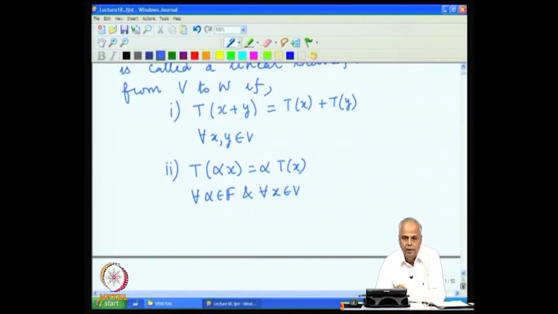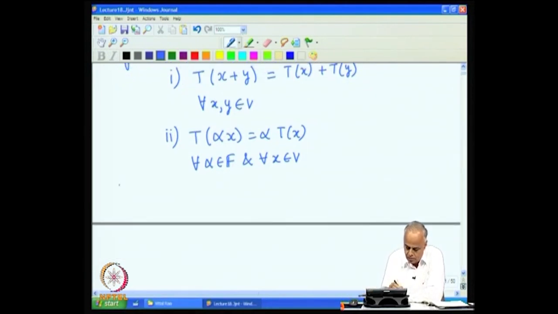So, thus something is a linear transformation from V to W if it is a transformation from V to W and if it preserves this algebraic structure of the vector spaces, namely the addition and scalar multiplication operations. Note that the addition on the left hand side of this definition refers to the addition in V, because we are adding V vectors, and the addition on the right hand side refers to the addition in W, because we are adding W vectors. Similarly, the scalar multiplication on the left hand side refers to the scalar multiplication in V, and the scalar multiplication on the right hand side refers to the scalar multiplication in W.